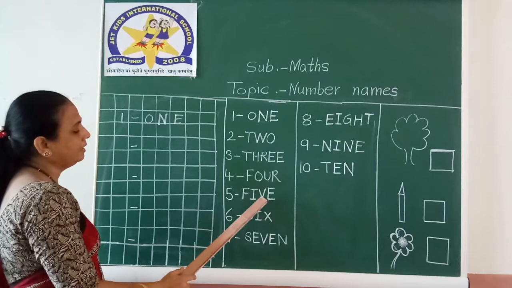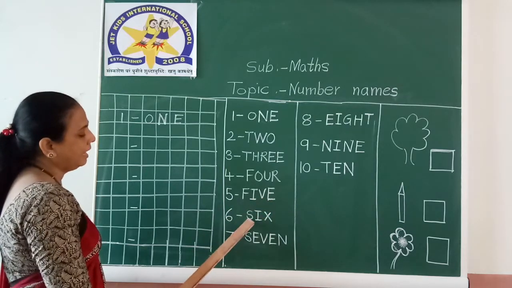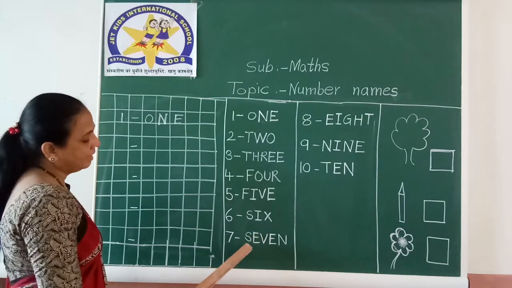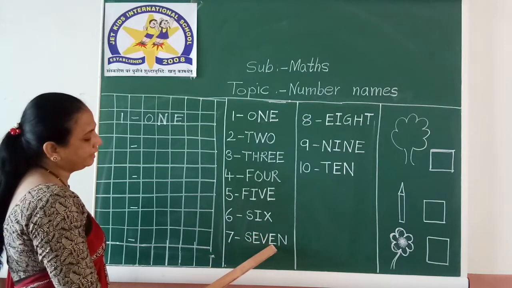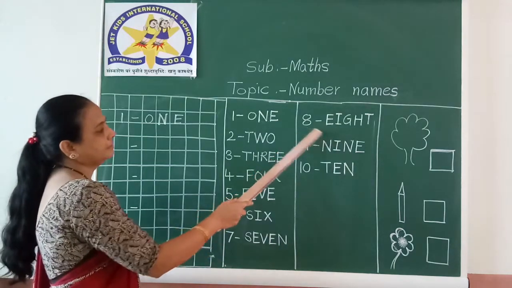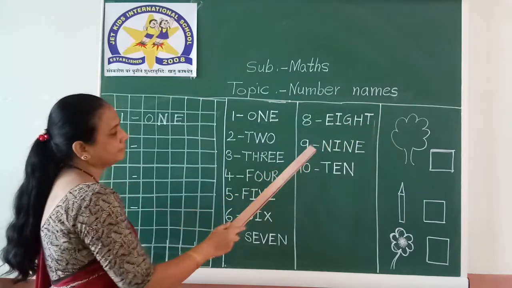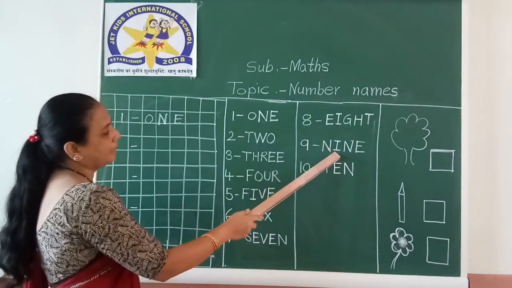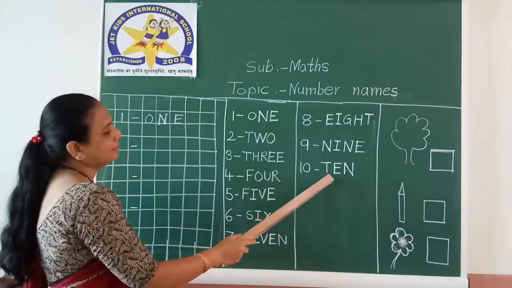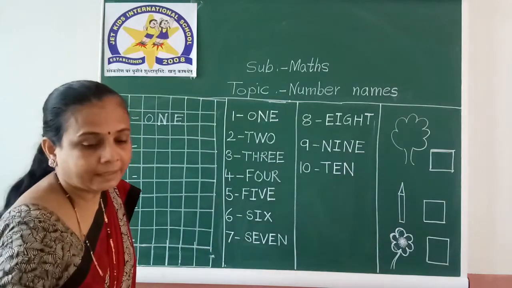5. F I V E. 5. 6. S I X. 6. 7. S E V E N. 7. 8. E I G H T. 8. 9. N I N E. 9. 10. T E N. 10. Like this, you have to do practice.